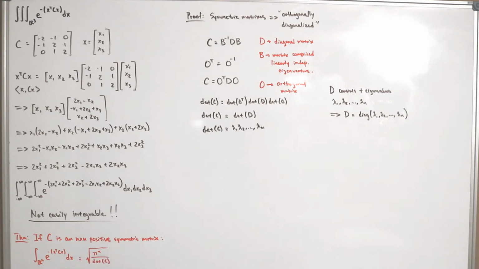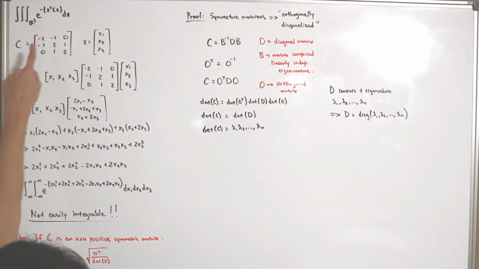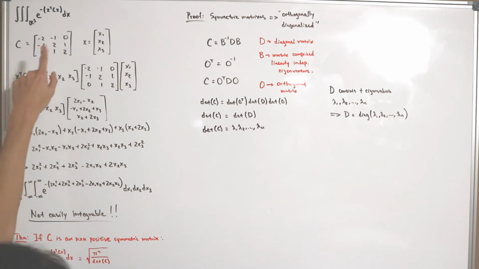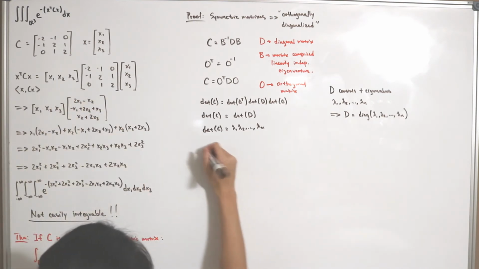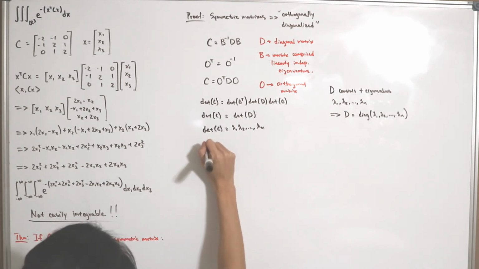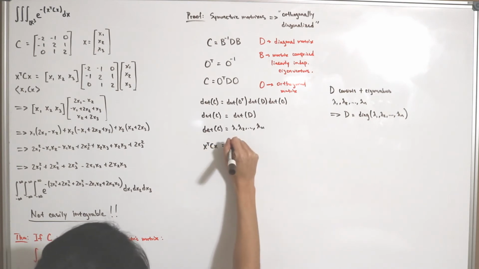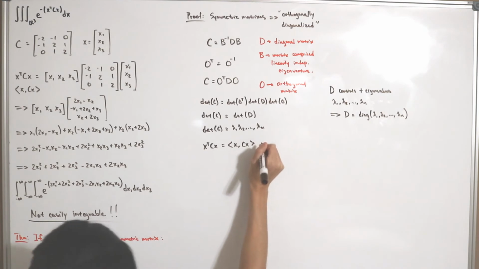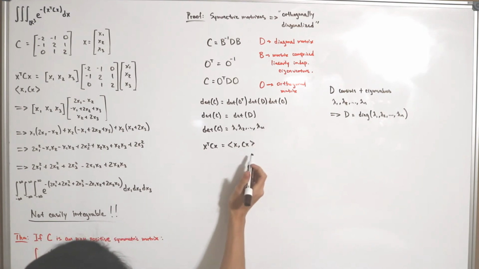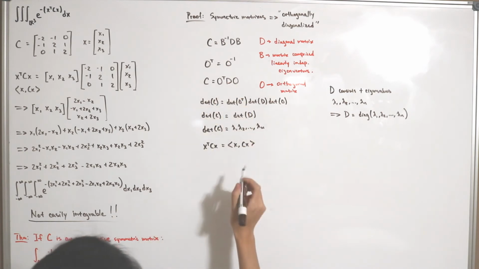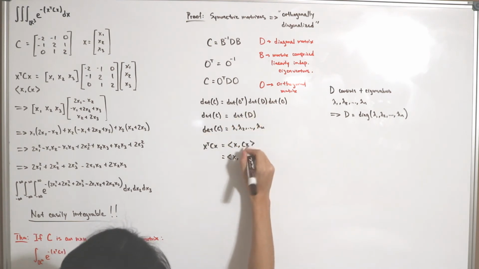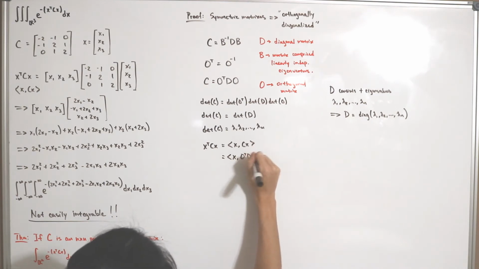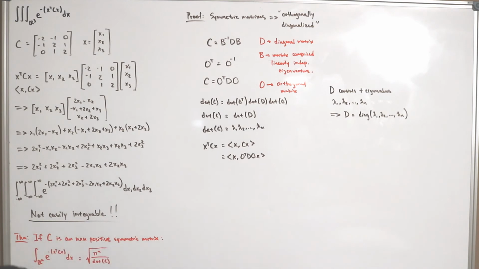Okay, so now let's focus on our exponential argument, e to the negative power of x transpose Cx. By definition, we know that x transpose multiplied by Cx is equal to the inner product of x and Cx. Now we can do our substitution. We said that C is equal to the orthogonal transpose multiplied by the diagonal multiplied by the orthogonal. So this is just x and then O transpose D Ox.